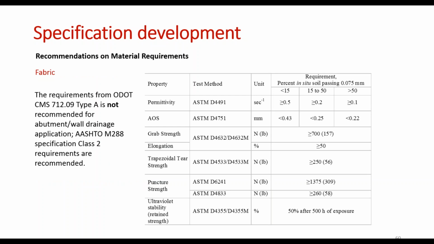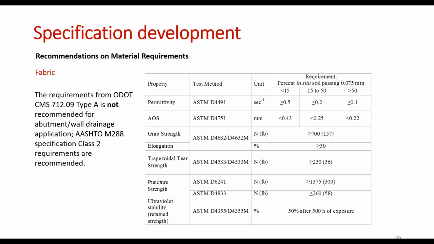But for the fabric, we need to consider more about the soil property. If you have a clay soil or silty soil, you may choose a different type of fabric. So we made a suggestion that the ODOT currently specified Type A is, we think, not recommended for the abutment and wall drainage application.